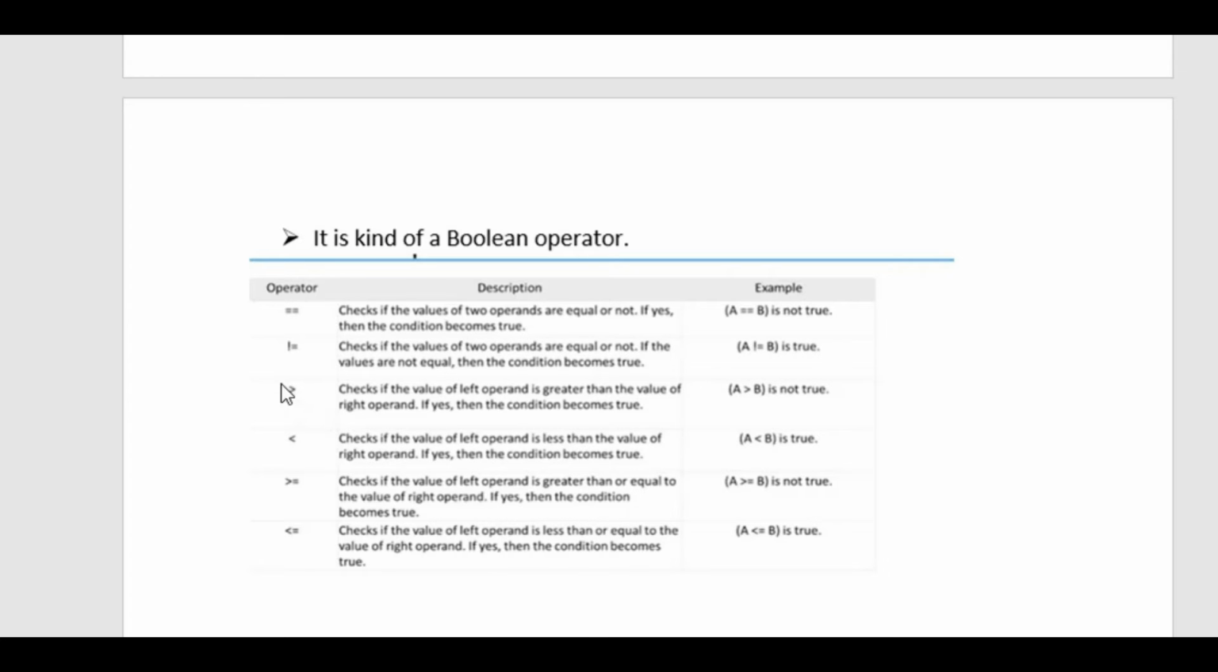Then the next one is the greater than operator. It checks if the value of the left operand is greater than the value of the right operand. If yes, the condition becomes true. It's very simple to understand. Here we have b greater than a, so our condition is not true. Say a is 10 and b is 20. Here our condition is not satisfied, since 20 is greater than 10, so our condition is false.